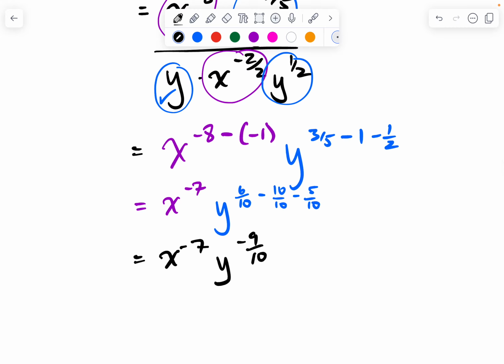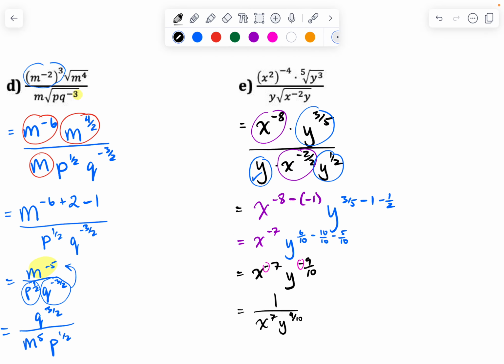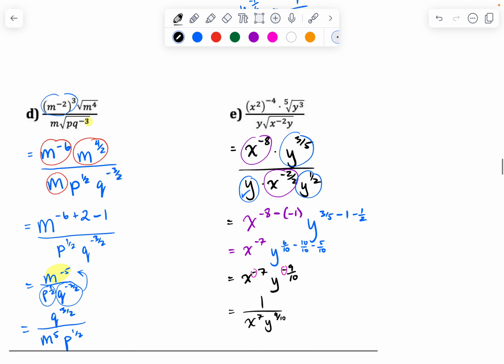Now, because all of these are negative, right, negative, negative, that tells me that everything is in the denominator. So x to the 7th, y to the 9/10. That's it. Okay? So that's how we do rational exponents, and that's how we simplify everything to do with rational exponents.